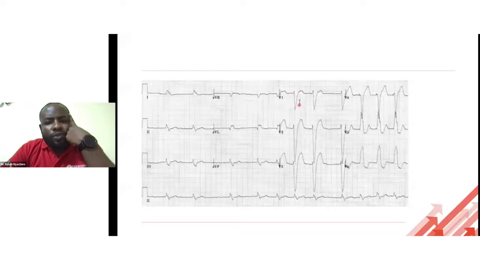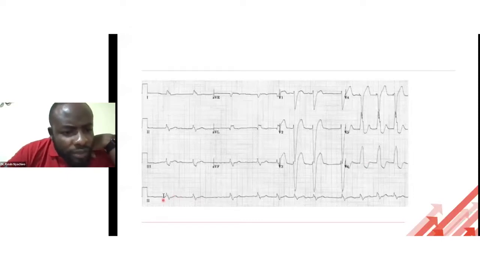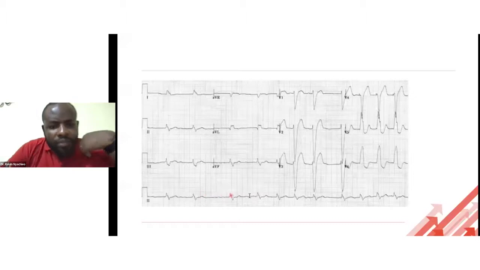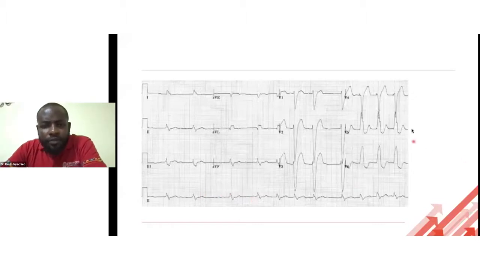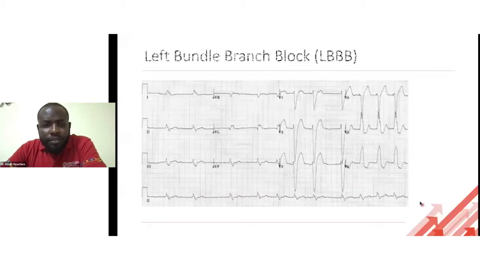Dominant S wave in V1, prominent or broad R waves in the lateral leads. Somebody is saying a second degree heart block. Let me have a look. Okay, when I look at lead 2, sure, I tend to agree as well. But this is what we call a left bundle branch block.